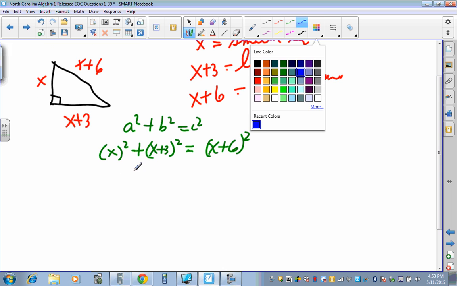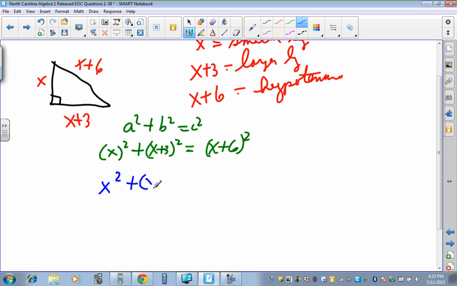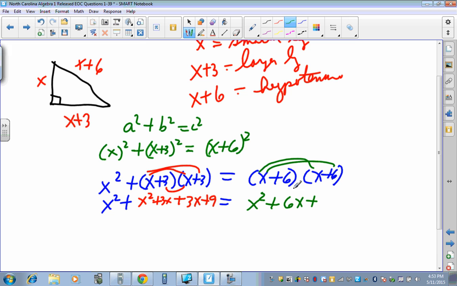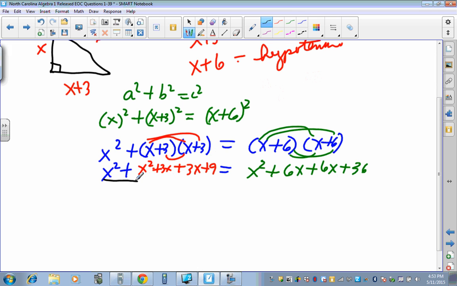Okay, so that's going to be x squared. Remember, when you square a binomial, you have to write it out twice. So that's (x plus 3) times (x plus 3) equal to (x plus 6)(x plus 6). So let's distribute this one out. That would be x squared plus 3x plus 3 more x plus 9, and then x squared plus that. And this will be x squared plus 6x plus 6x plus 36. Combine our like terms on both sides. If we simplify that, that's 2x squared plus 6x plus 9 equal x squared plus 12x plus 36.